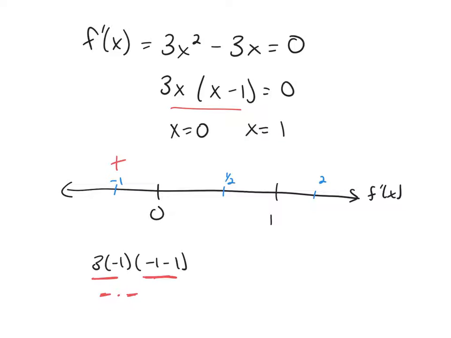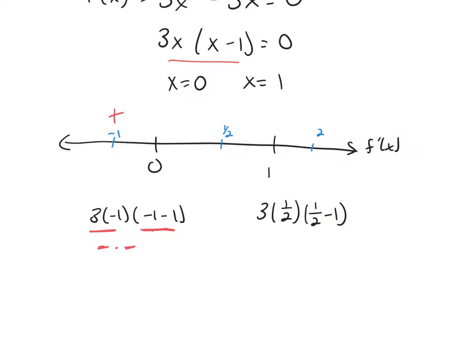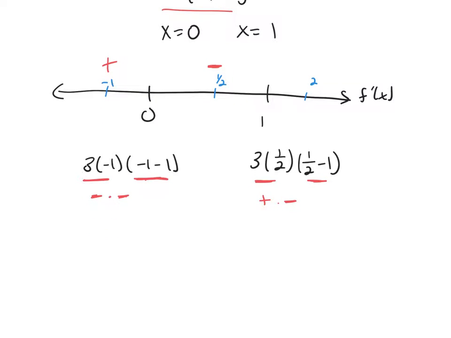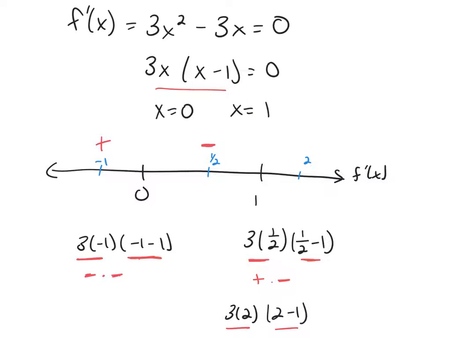If you plug in 1/2, 3 times 1/2, 1/2 minus 1. This part is positive. This part is negative. Positive times a negative is negative. And if you plug in 2 into your derivative, 3 times 2, 2 minus 1. This part is positive. This part is positive. Positive times positive is positive.